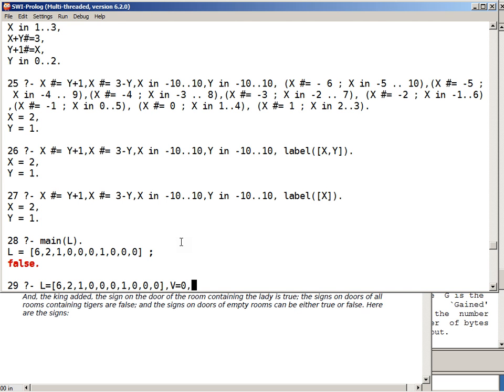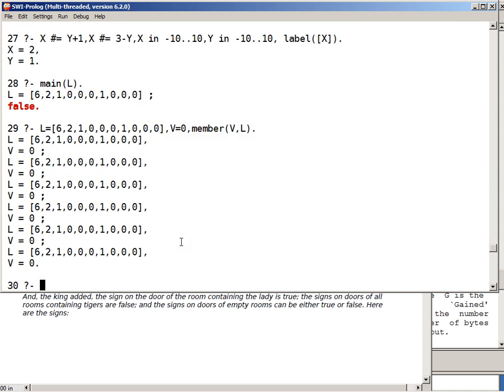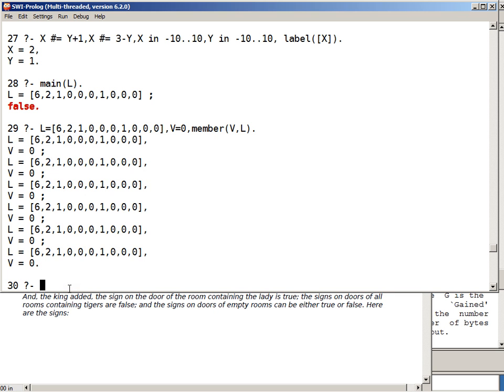V occurs in L. Obviously member, right? I'm going to check member V L. So, if I do member V L, I'm going to succeed a number of times equal to the number of occurrences. How do I put all these solutions into one answer? So I don't want 6 separate answers. I want all this stuff aggregated into one answer. Anybody knows?